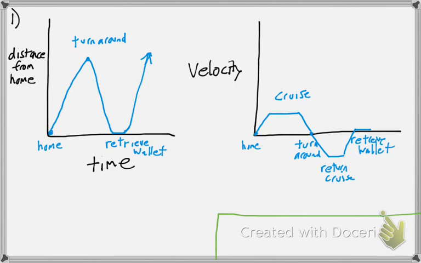Okay, so then after we retrieve the wallet, we're going to resume our trip as normal. And it says that he sets the cruise control to higher. So for that, I just want to make sure that the peak is higher here than it was over here. So this is going to be my graph. Again, very tricky, and it definitely takes a lot of practice to get used to these.